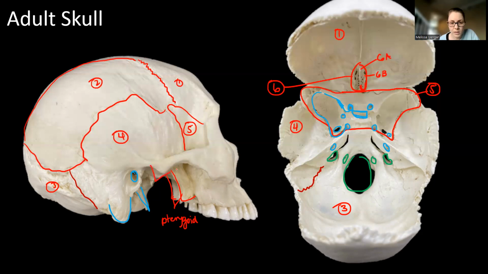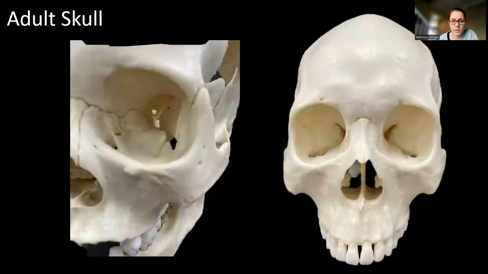Then we see this nice arch here. This is the zygomatic arch, which is going from the temporal bone to this bone right here. This bone right here is actually the zygomatic bone, which is a facial bone. So I did take some anteriorly situated pictures as well, so you can see that this whole thing is the orbit.